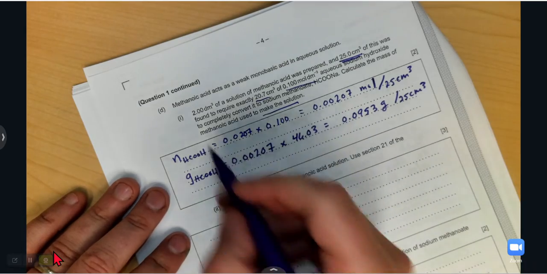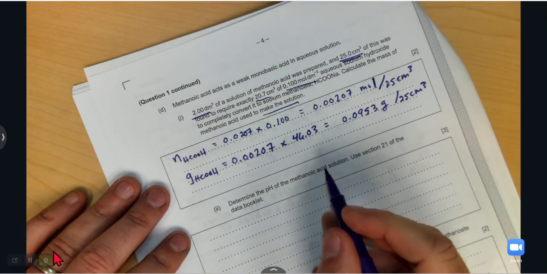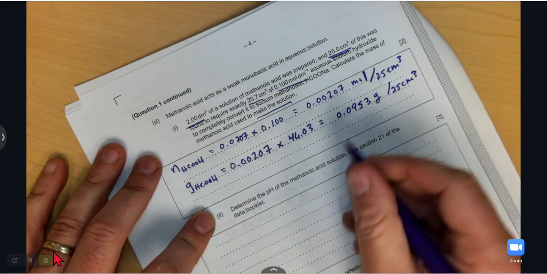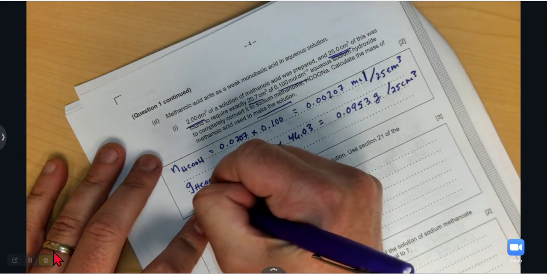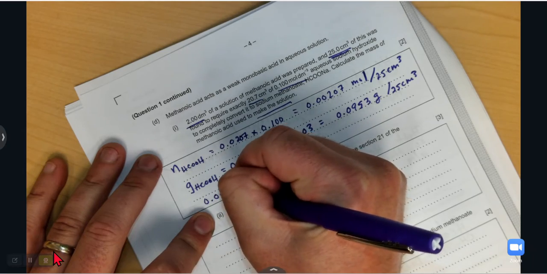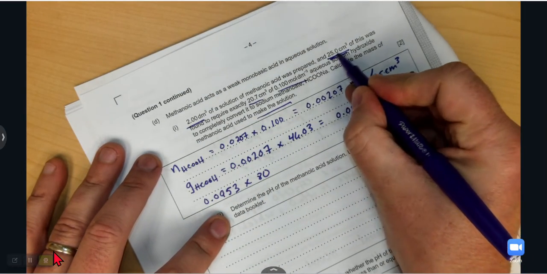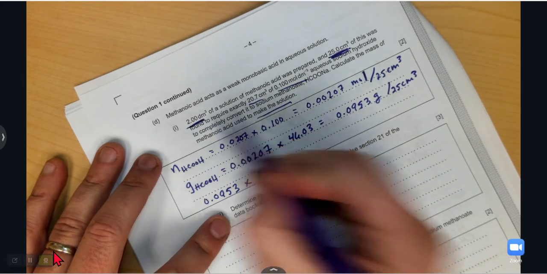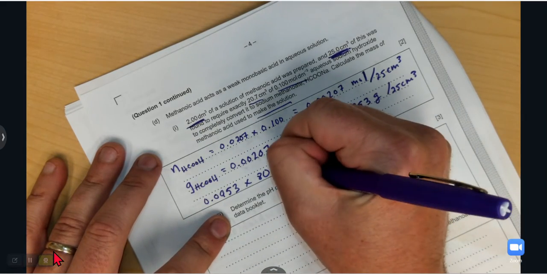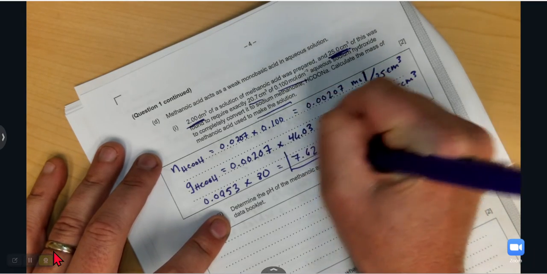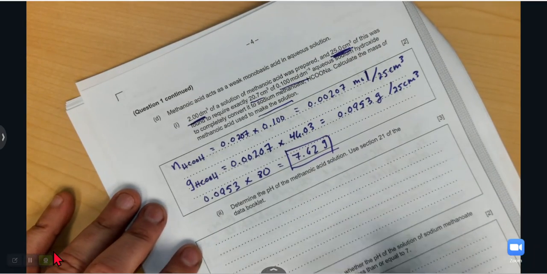That means in 2 liters, it's 80 times more. So all I did, to get the mass in the whole thing, was take 0.0953 grams and multiply by 80, because that's the number of grams in 25 cubic centimeters, and that is 80 times more. When you do that, you get 7.62 grams, and that's your answer.